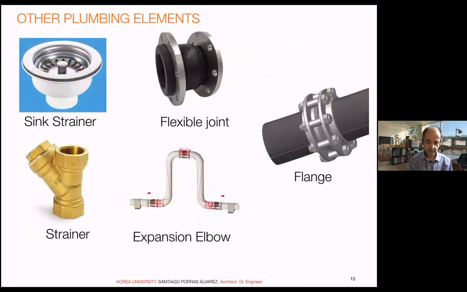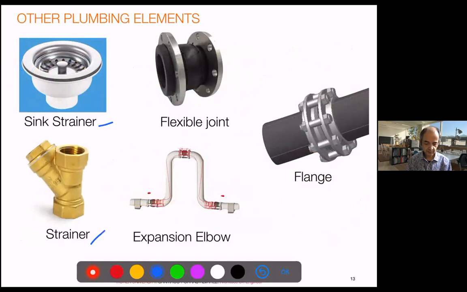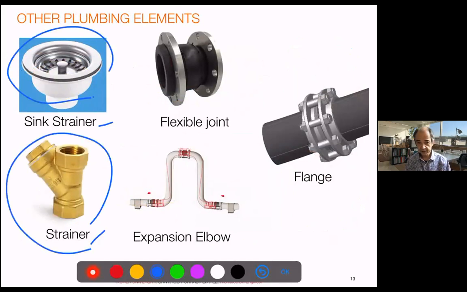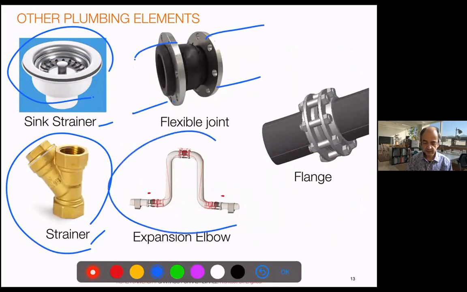And well, you have the strainer, which is a filter. So this is the strainer, and this is the strainer in the symbols. And the flexible joints we commented on already when we spoke of sound. Expansion elbows, which are interesting. Just an elbow allows the installation to expand and contract, especially important in hot water, but you will want it to also absorb some kind of vibration.